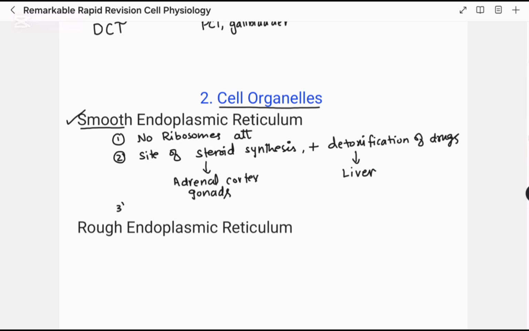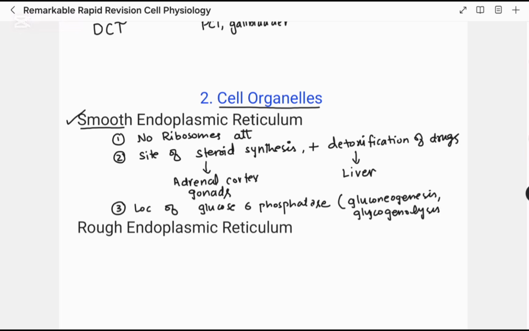दिस स्मूथ एंडोप्लाज्मिक रेटिकुलम इज़ ऑल्सो द लोकेशन ऑफ glucose 6 phosphatase. So the details of this we will study in biochemistry lecture, but ये याद रखें कि glucose 6 phosphatase is very important in the last step of gluconeogenesis. Similarly, it is also important in the last step of glycogenolysis.